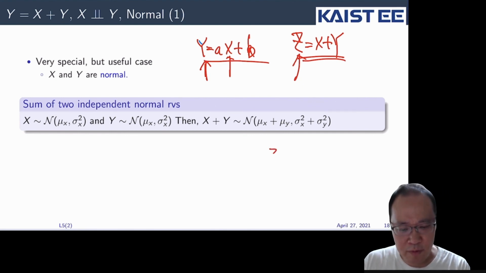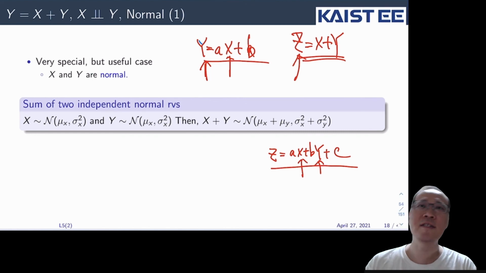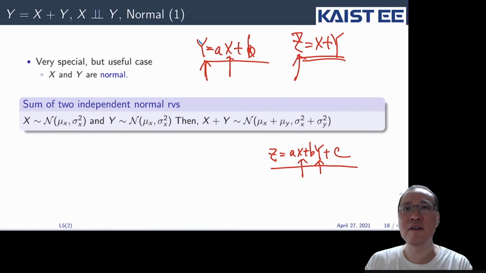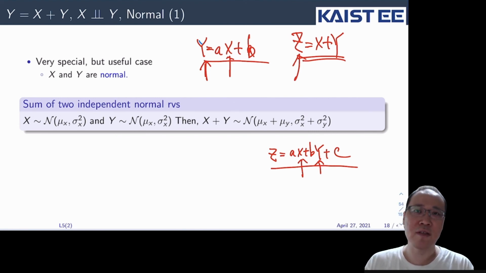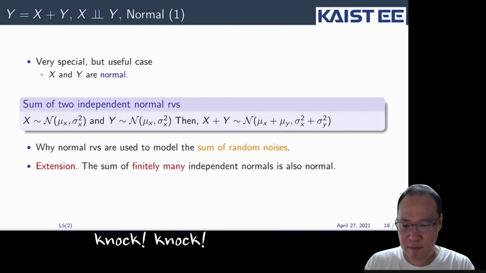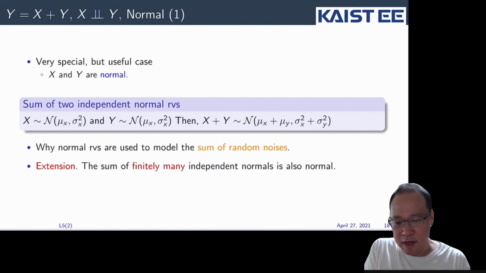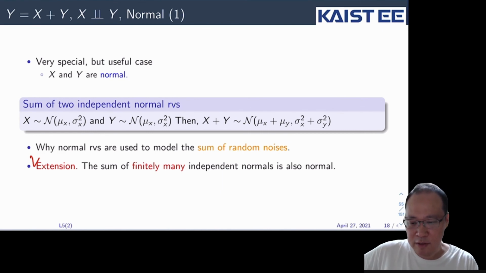Generally, for normal random variables, if we define Z as aX plus bY plus c, where X is normal and Y is normal, Z is also normal. This is a very convenient property because normality is preserved under all kinds of linear transformations. It makes it very convenient to come up with closed-form solutions in many cases. I have just talked about the case of two random variables, but we can extend this to the sum of finitely many independent normal random variables, and that's also normal, which is really good.